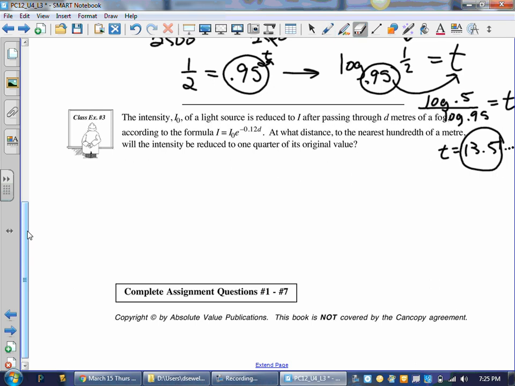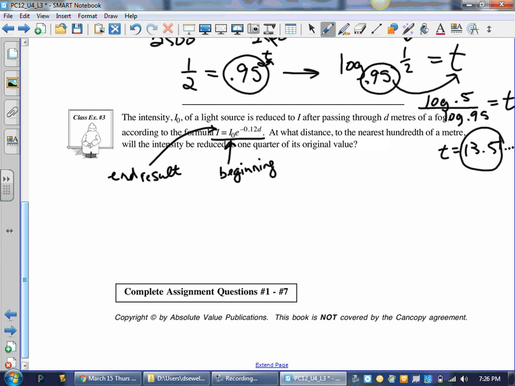It says the intensity I naught of a light source is reduced to I after passing through d meters of fog. So in other words, when your light is shining through fog, the intensity lessens. That's why it looks dimmer up ahead, right? So it has a formula for you. I want you to be comfortable with that formula. So I naught is the beginning, or how much you have at the start. This I is what you're going to end up with. This is the end result, just like it's always been before.